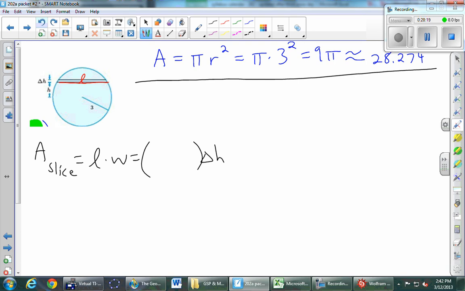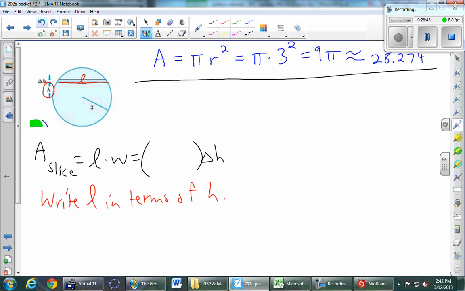But does that length stay constant as the rectangle slides up and down? No, it changes. And it's very much dependent on our variable here, which is h. So what we're trying to do is write the length in terms of h. I'd really like to be able to put something with h in those parentheses there.